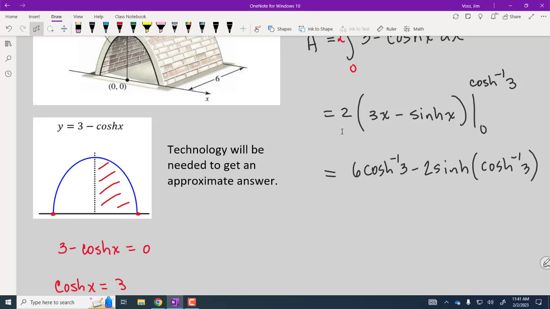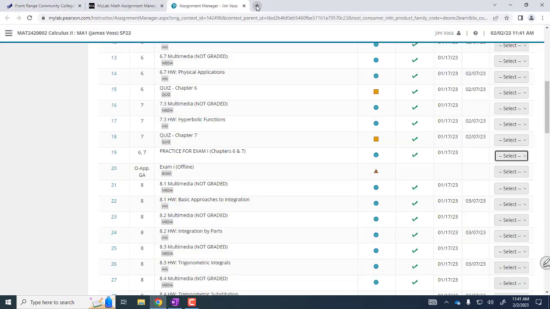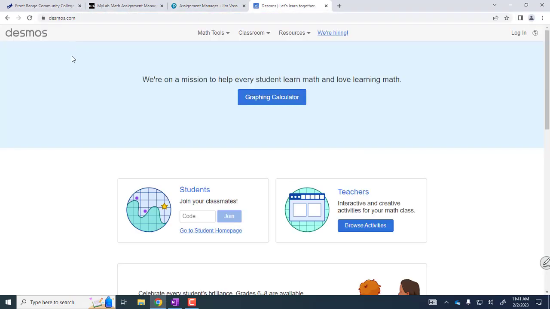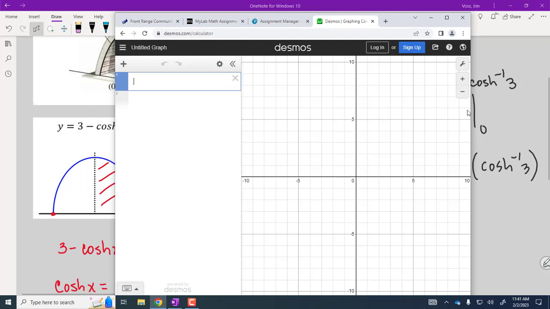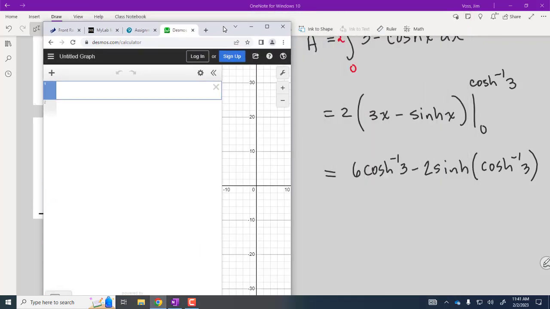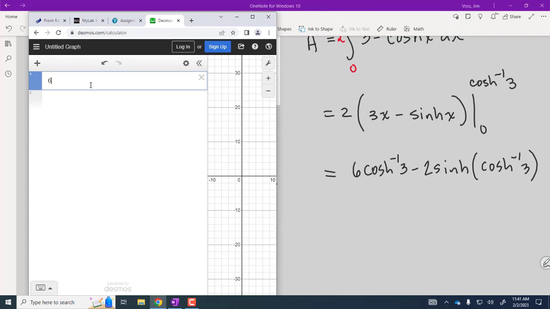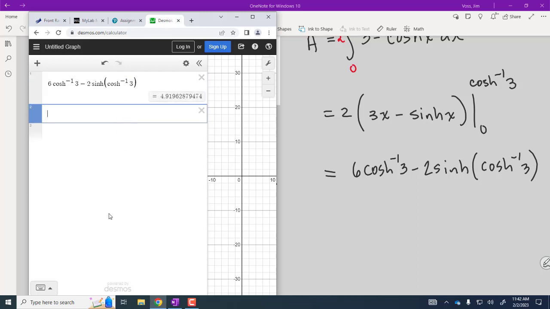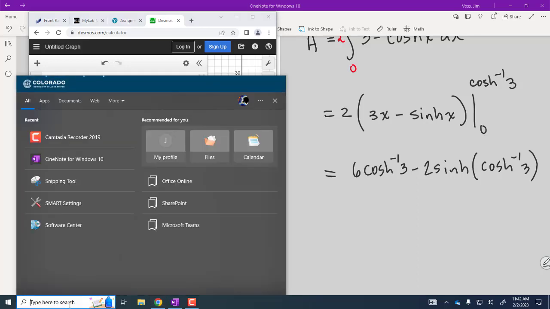Now, if it says get an approximation, which is probably what they would ask, oh, I didn't pull up Desmos yet. We can just do this in Desmos. Desmos is great to get approximations. It's great to check stuff. So 6 cosh inverse 3 minus 2 sinh parentheses cosh inverse 3. So super easy to do in Desmos. Get our approximation.